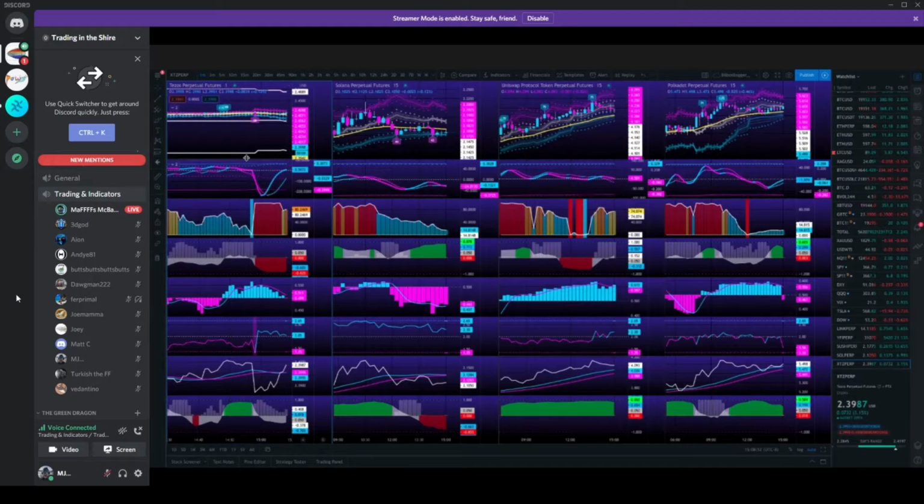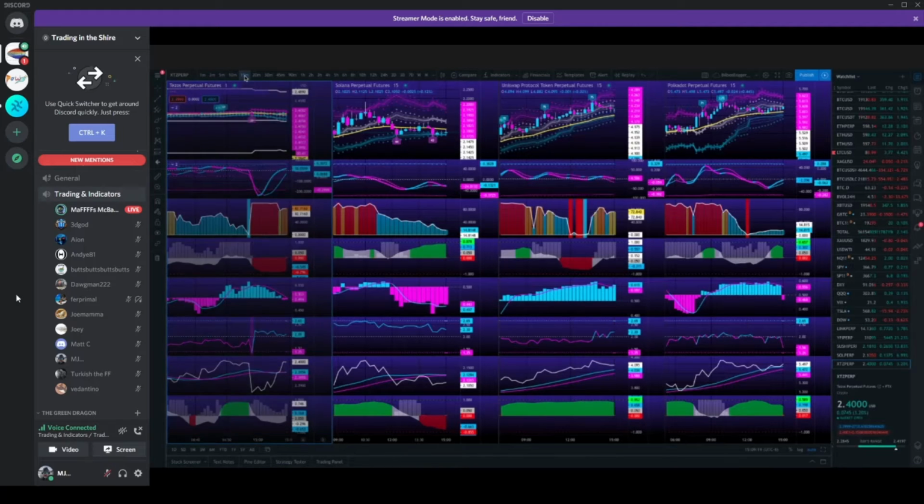Start looking for little nuances in the entire chart, things that catch your eye. Because we can explain to you what the indicators are, but we can't help you interpret them. That comes with time and hard work. I usually have them on 15-minute.